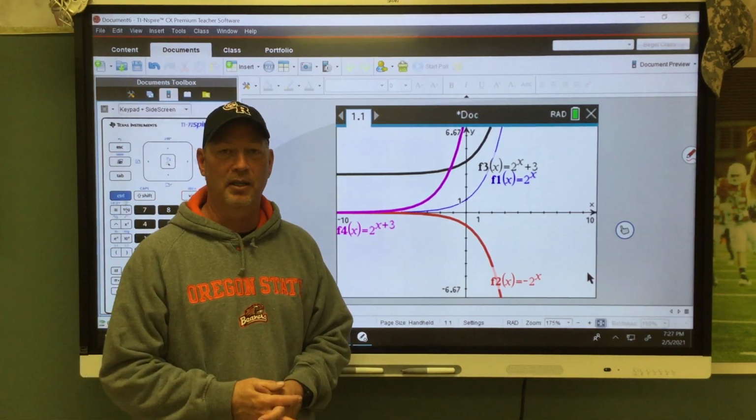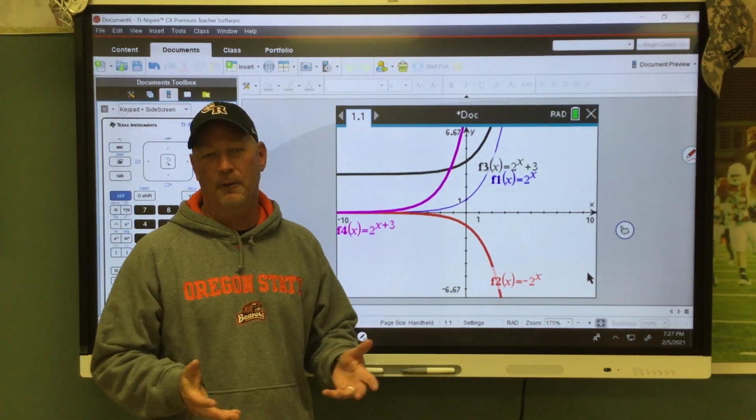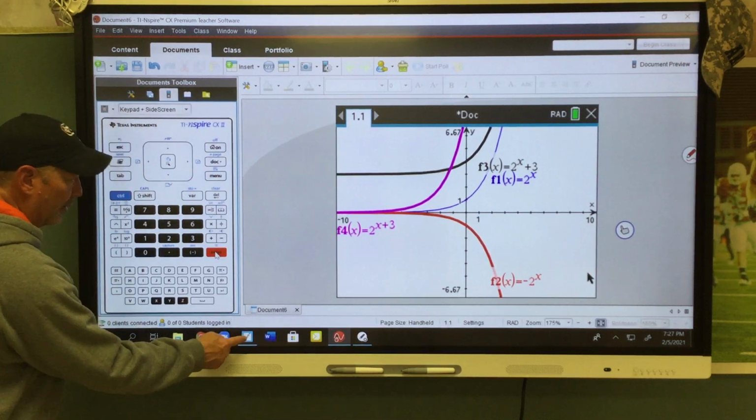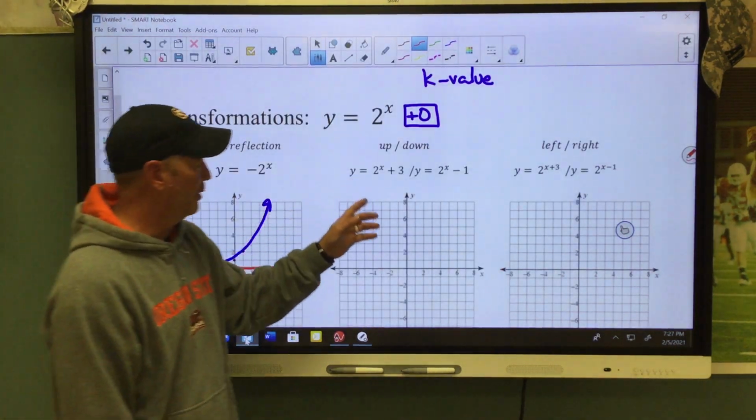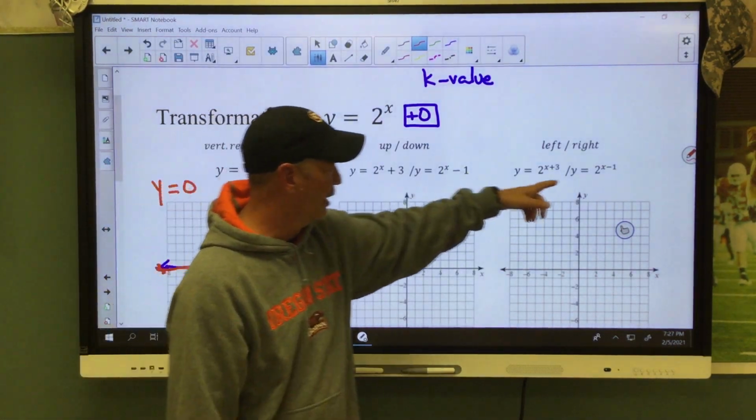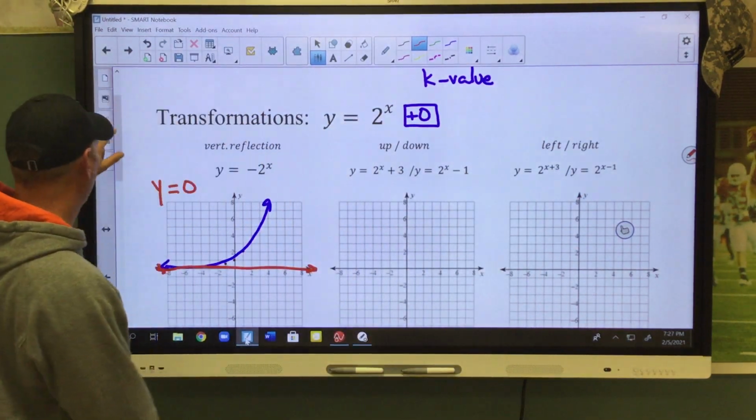Transformations are pretty much the same thing as far as listing and as they go. Let's go back to our paper. All right, so we've just talked a little bit about transformations of up and down, left and right. We're going to speed this up just a tad.